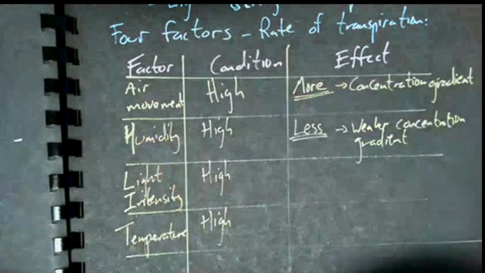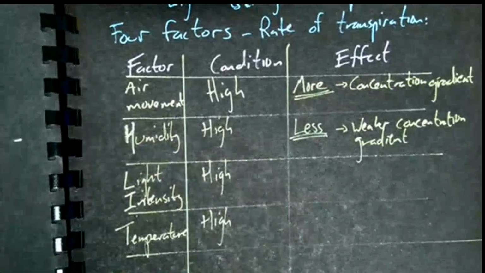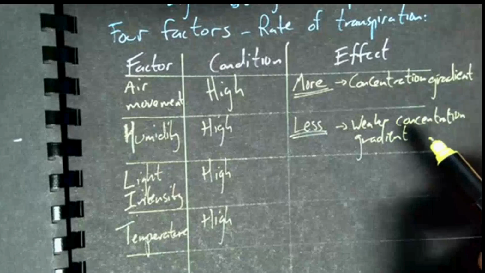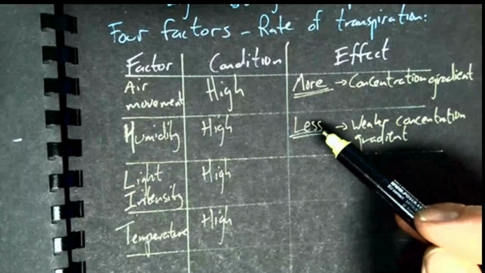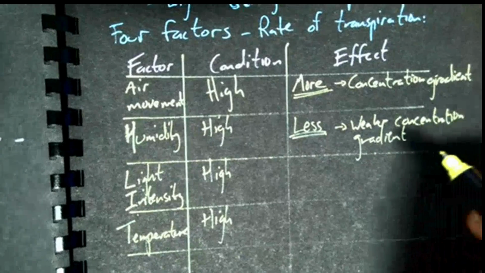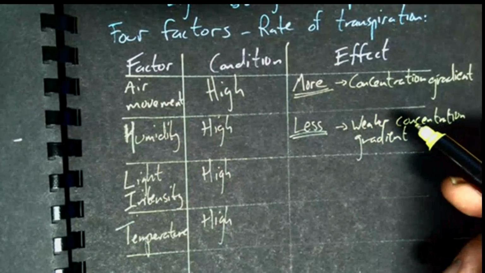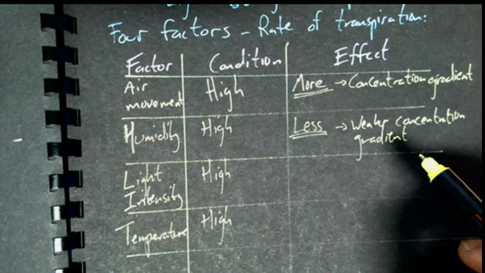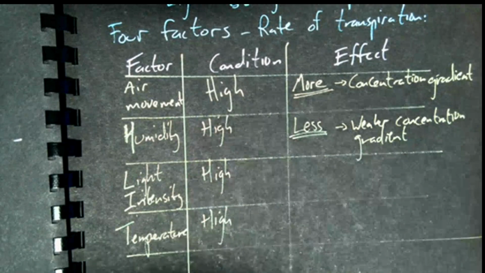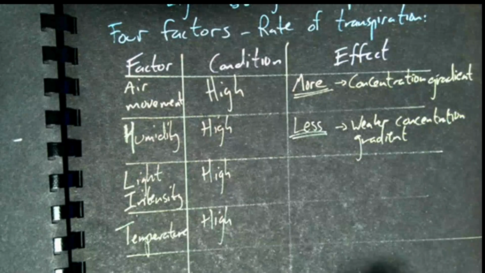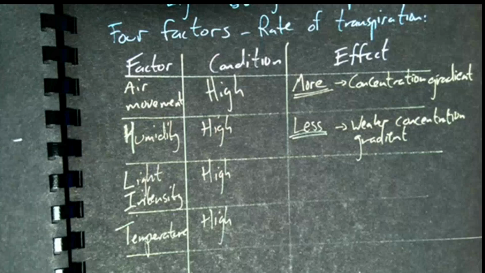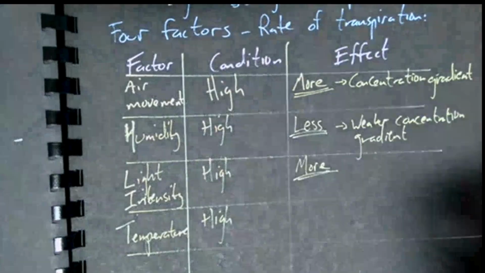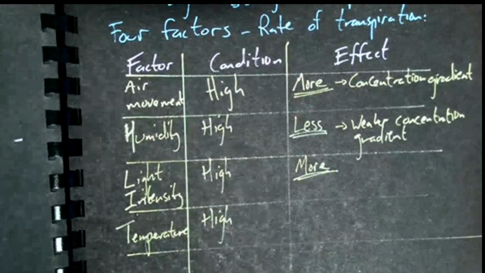Remember what the definition of humidity is: it's the amount of water vapor already in the air. So if there's already lots and lots of water vapor in the air, then transpiration is going to be slower. There is going to be less transpiration overall because we're not able to then move against the concentration gradient. If there's a high concentration of water vapor in the air, we're not going to be able to move water out of the plant, so the water is not going to be drawn up through the plant. Light intensity then. If light intensity is high, then I'm going to get more transpiration.